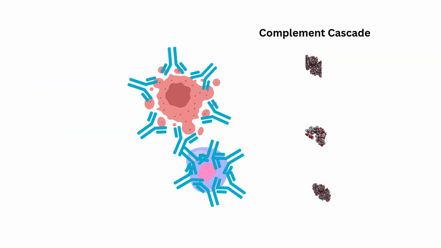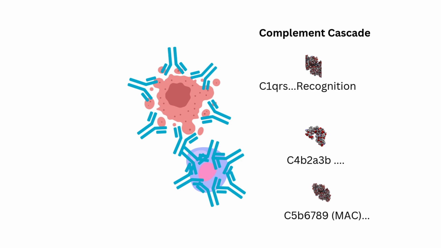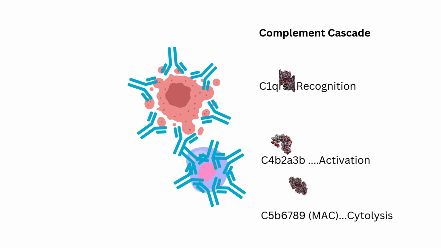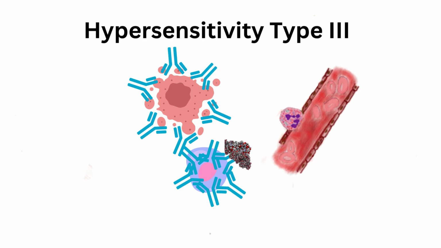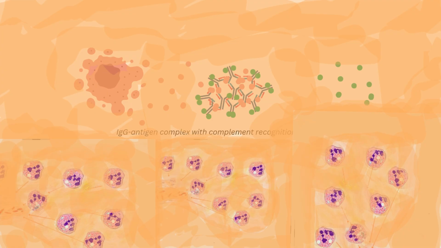Immune complexes with anti-nuclear antibodies and nuclear antigens trigger the complement cascade, with recognition, activation, and cytolysis mediated by the membrane attack complex, leading to a hypersensitivity reaction, which is type 3, attracting more and more of the unwanted neutrophils and macrophages, leading to inflamed tissue damage.